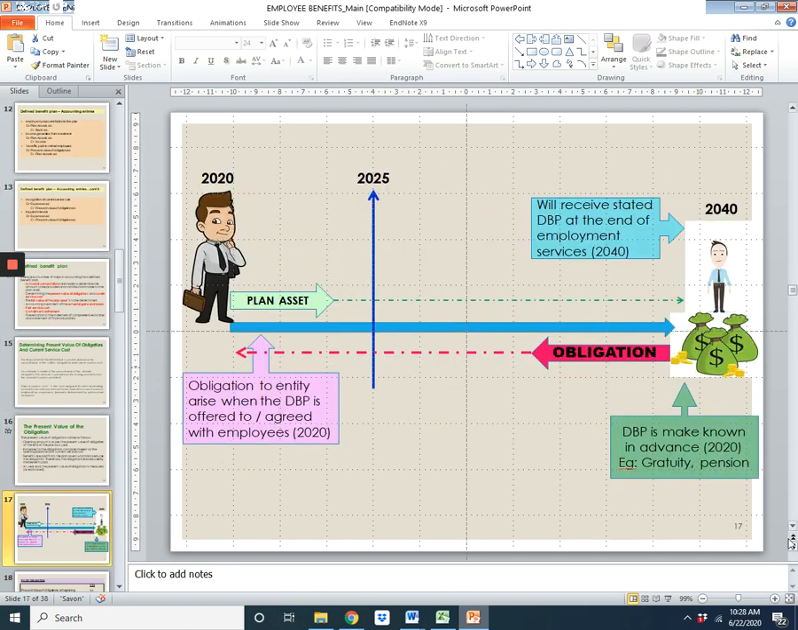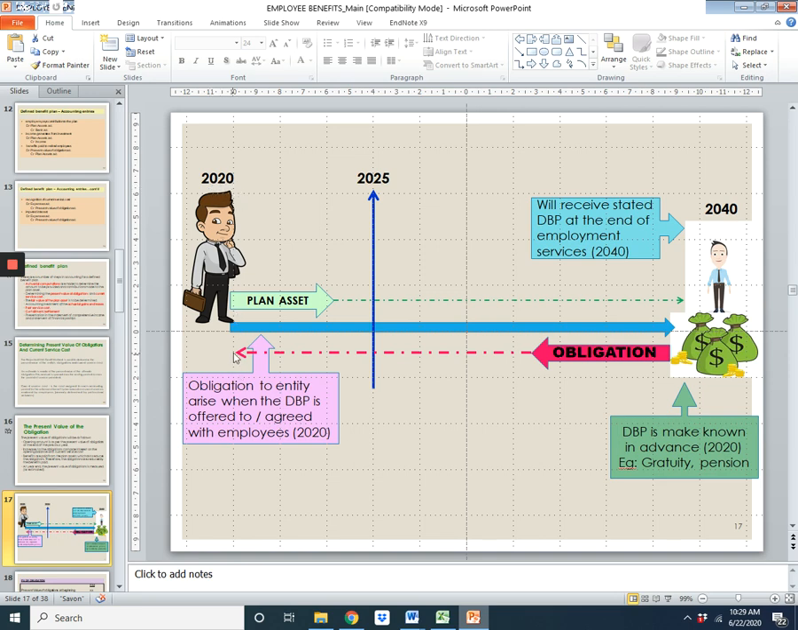If you understand the concept, the concept of defined benefit plan is like this: this is a new employee, for example one new employee. If you look, they join the company in 2020.